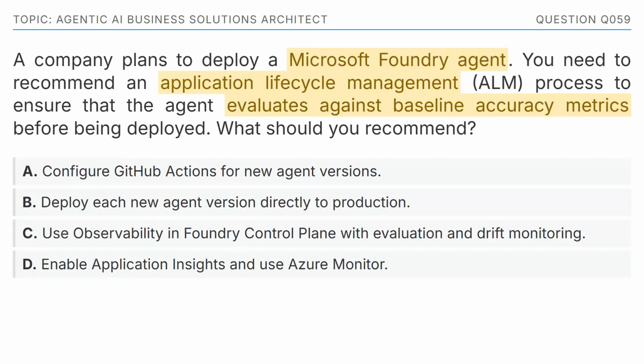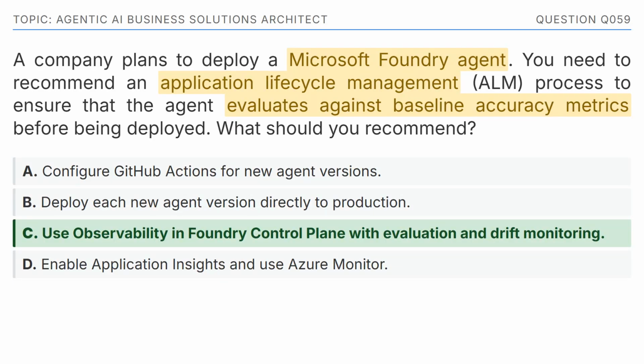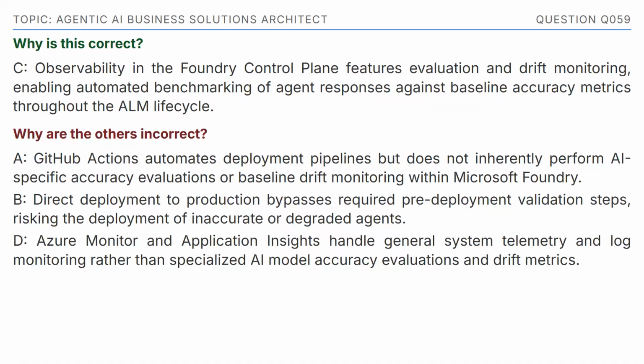To arrive at the correct answer, we focus on the keywords Microsoft Foundry Agent, Application Lifecycle Management, evaluates against baseline accuracy metrics. The correct answer is option C, use observability in Foundry control plane with evaluation and drift monitoring. Why is this correct? C. Observability in the Foundry control plane features evaluation and drift monitoring, enabling automated benchmarking of agent responses against baseline accuracy metrics throughout the ALM lifecycle.